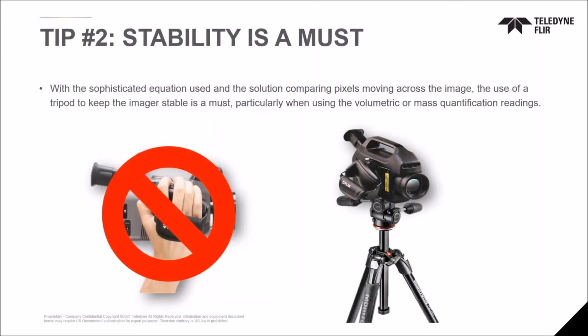The second one is stability is a must. You must use this camera on a tripod, because we're watching pixels move from point A to point B, from the center of a circle to the outside of a circle. So as steady as you feel you might be, you do need to use this on a tripod. And that is even for Q mode. If you want to save a Q mode file and process it after the fact, the Q mode file must be recorded with the camera on a tripod as well.